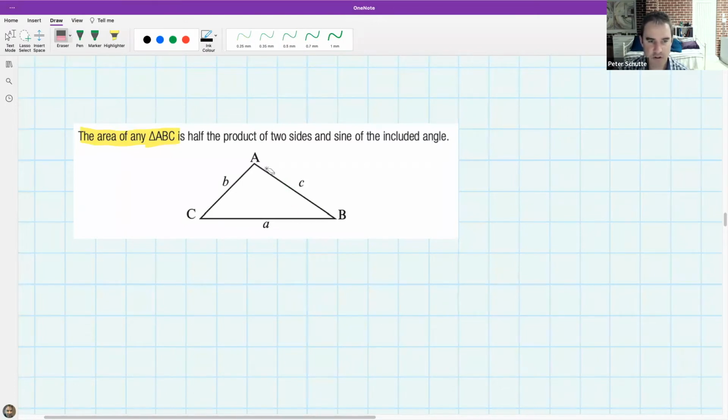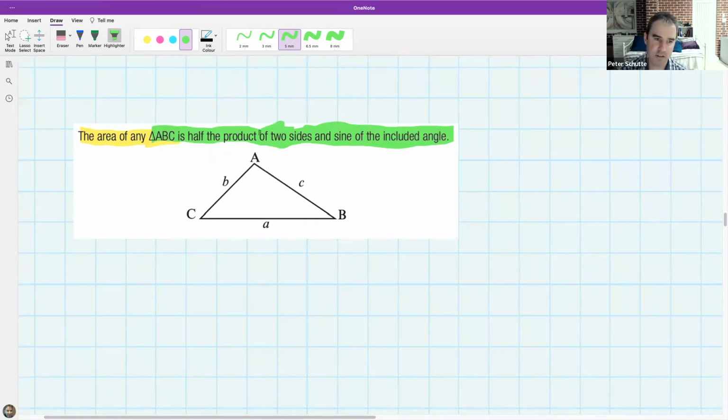So if I was to write down the area rule, what does it actually say? Well, in English, it says triangle ABC is half the product of 2 sides and the sine of the included angle. And the reason this works is that using trigonometry, we can find the height of any triangle. And so that is what I showed a little bit earlier in the lesson. But how would we write it down in this strange triangle?